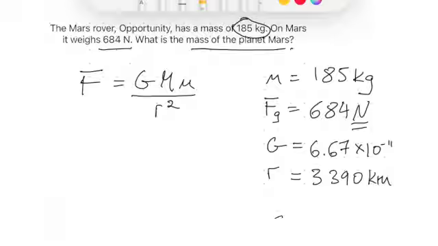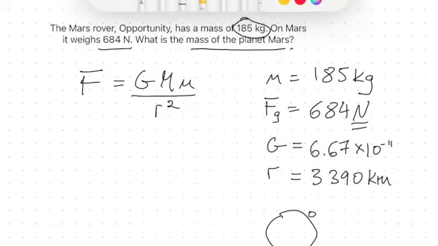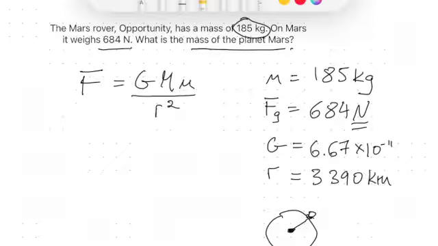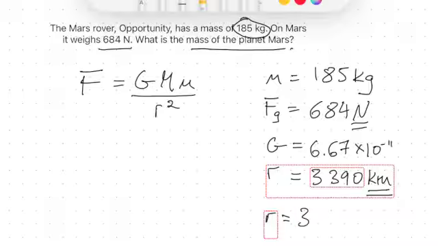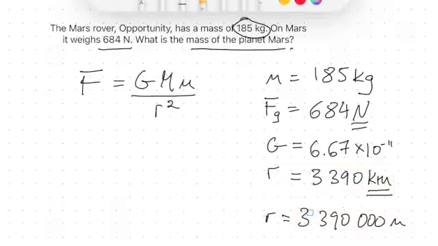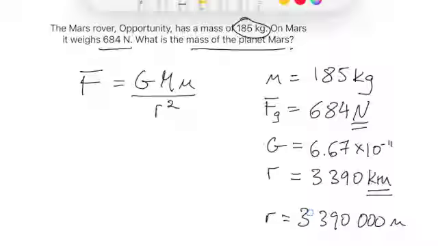So if you think about the planet and the rover on the top of the planet, the radius is the distance between the center of mass and where the rover is. So with this radius, there's a little problem, which is it's in kilometers. So we want to put it back into meters. That's going to be 3,390,000 meters, like that.